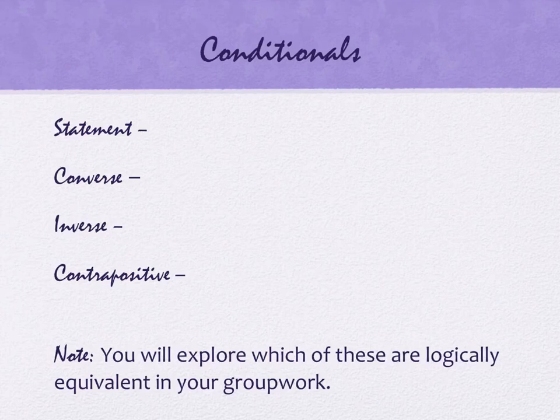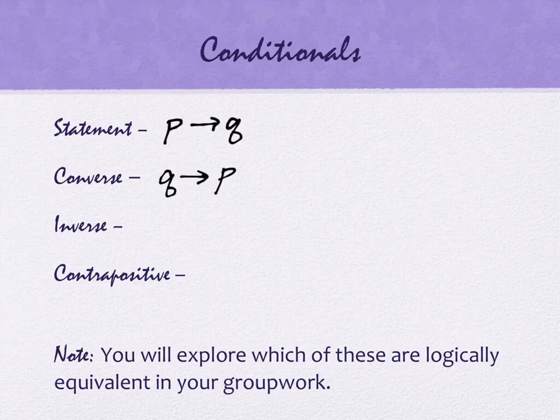So if your original statement with a conditional is P arrow Q, P implies Q, that's where we start. The next three are built upon that statement. If we talk about the converse of the statement, what we do is we switch the P and the Q around. So this says Q arrow P. We switch the order of the hypothesis and the conclusion.